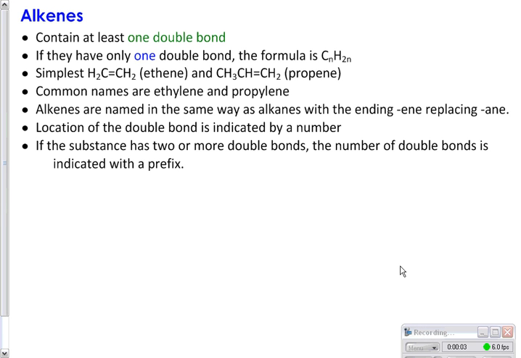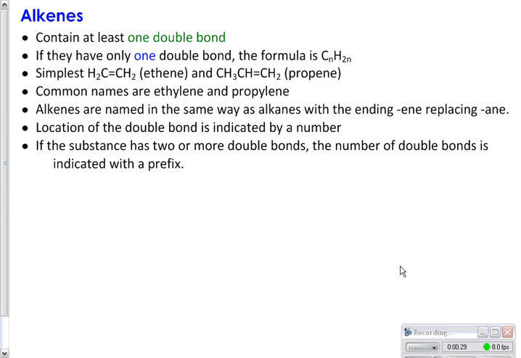This video is on naming alkenes, and you should follow along in your note packet and take down any information that you need in addition to what I've already written for you. An alkene is different from an alkane because an alkene will have at least one double bond. If it has only one double bond, then the formula would be CnH2n.